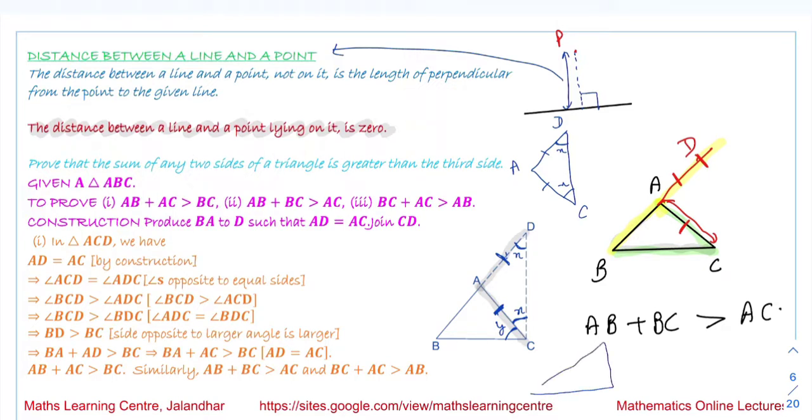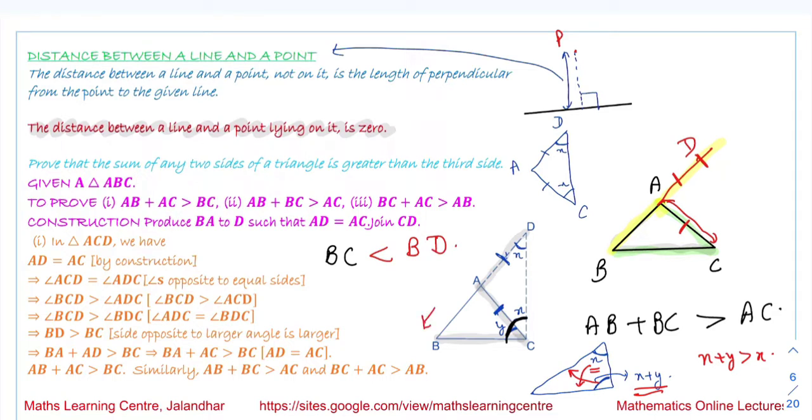If I look at this triangle, this angle is X plus Y, and this angle is X, and we know that X plus Y will be greater than X. It means the side opposite to the larger angle will be greater, and the side opposite to the smaller angle will be smaller. The side opposite to this angle is BC, and the side opposite to this larger angle is BD. So we get BC is less than BD.